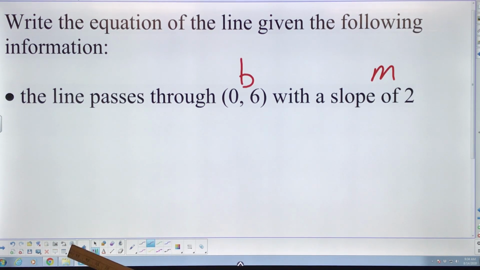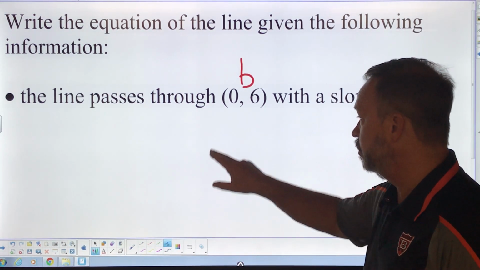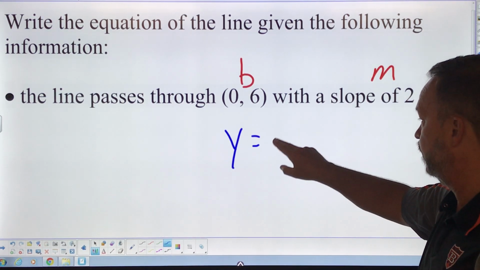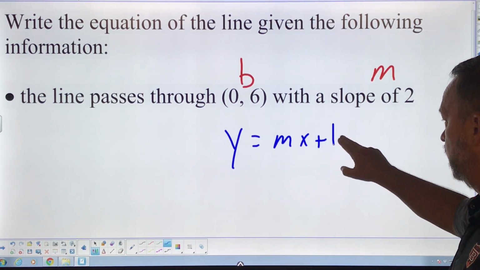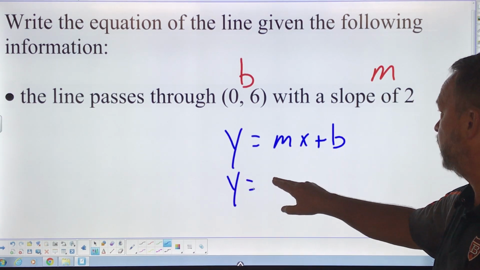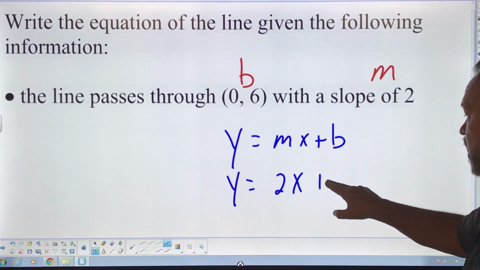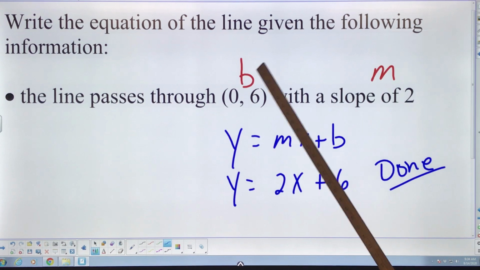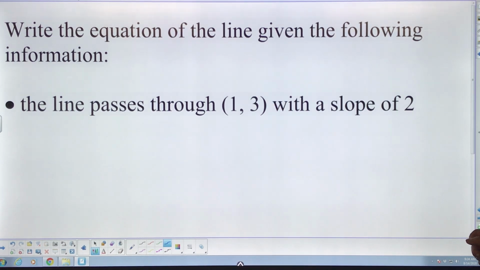So just like that, ta-da, I know I'm going to be using the slope-intercept form, where I already know the slope is 2 and the intercept is 6, and I am done. That's it. That's all I got to do. That was an easy one because they gave me the intercept.